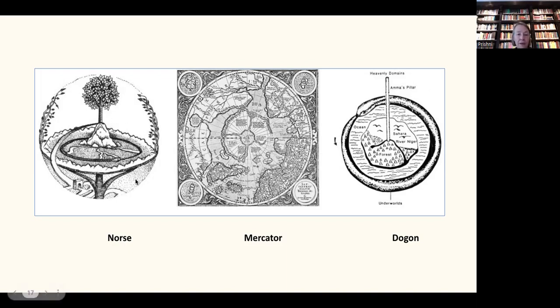We have the sky above and the cosmic waters beneath. Dogon has a very similar kind of universe. Mount Meru here is called Amma's Pillar. It's the world axis. Here's our Bhumandala surrounded by an ocean, the serpent surrounding all that.